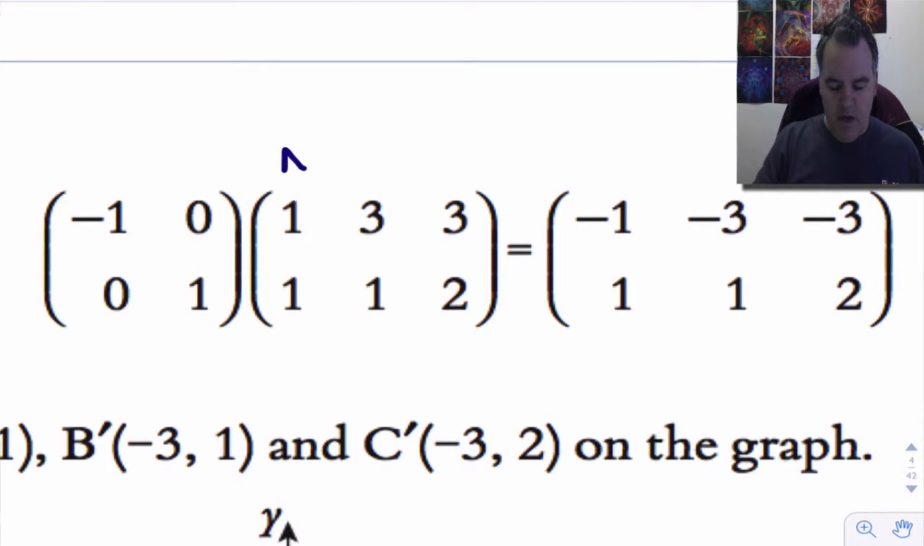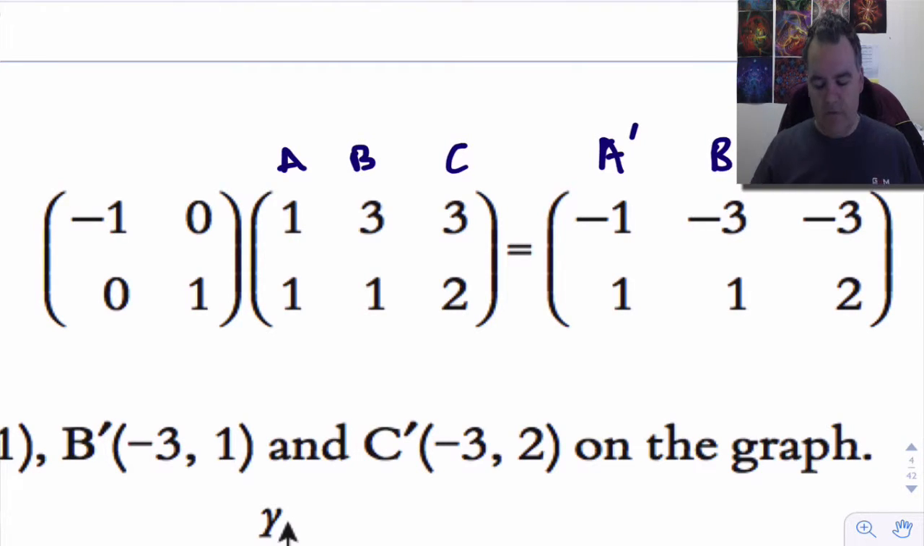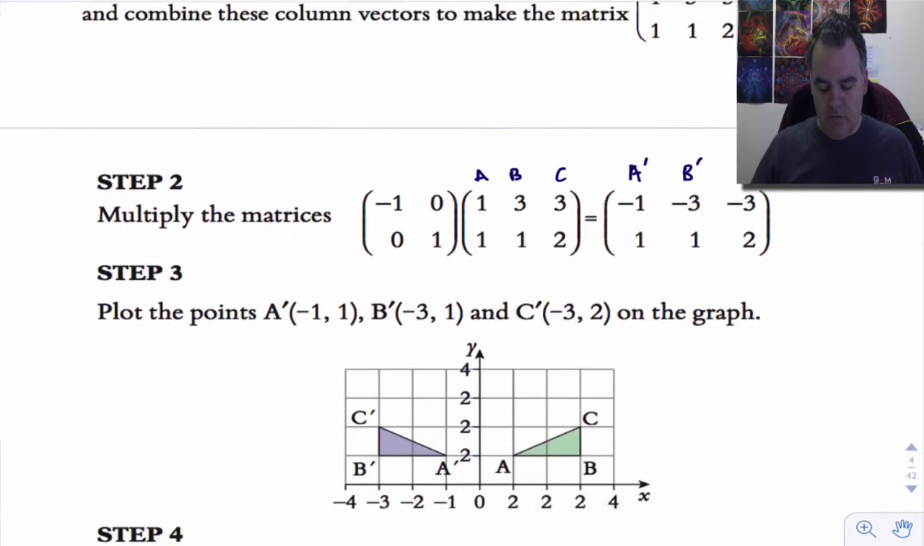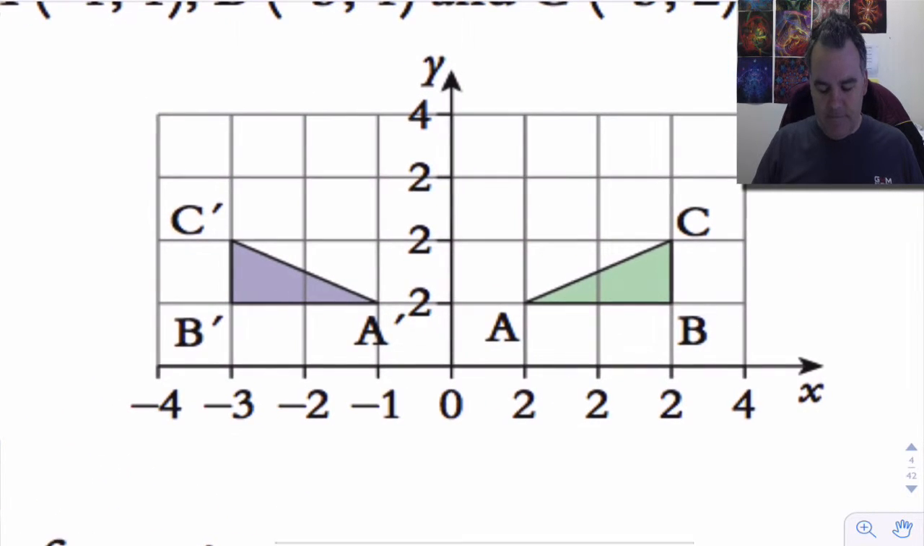So this was point A, this is point B, and this is point C. Notice we go X and Y. This is the coordinates of A dash, B dash, and C dash. You've got to make sure that the order is correct. So using that matrix, we get this new shape where A used to be at 1, 1, is now at negative 1, 1. B is at negative 3, 1, and C is now at negative 3, 2. So here's what that looks like.